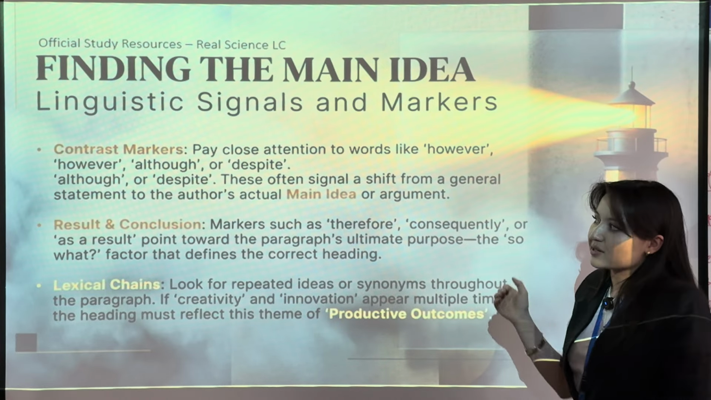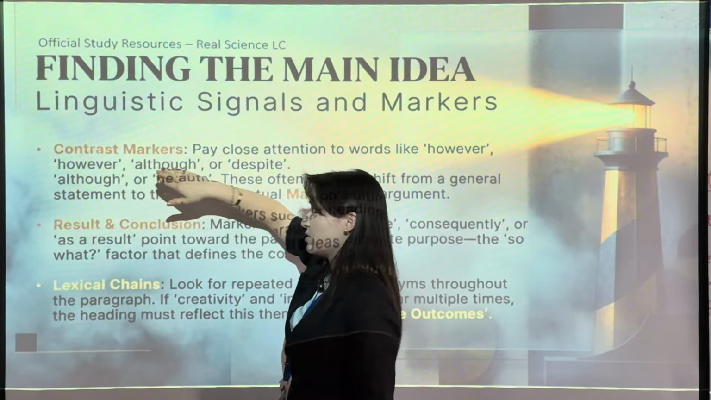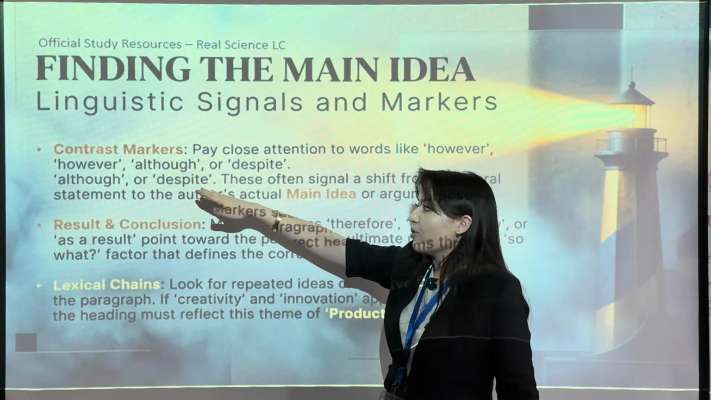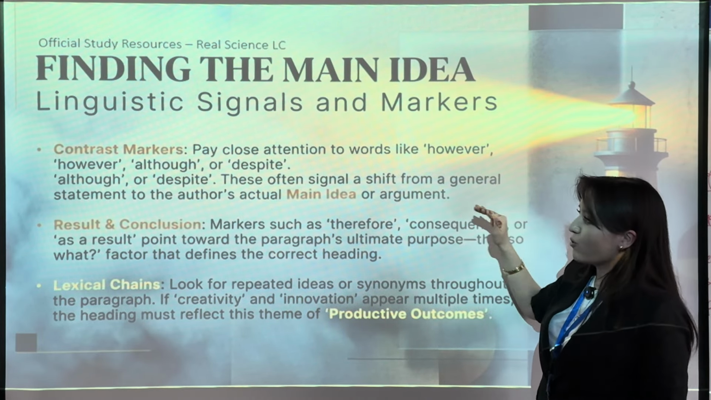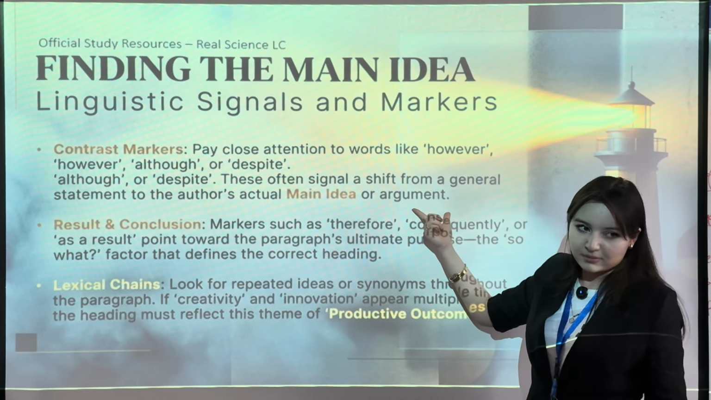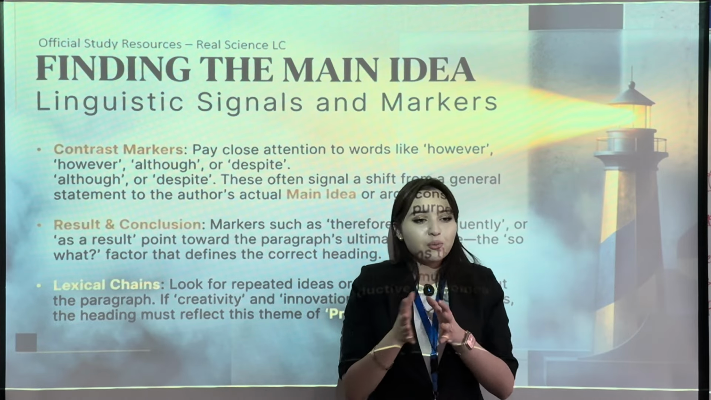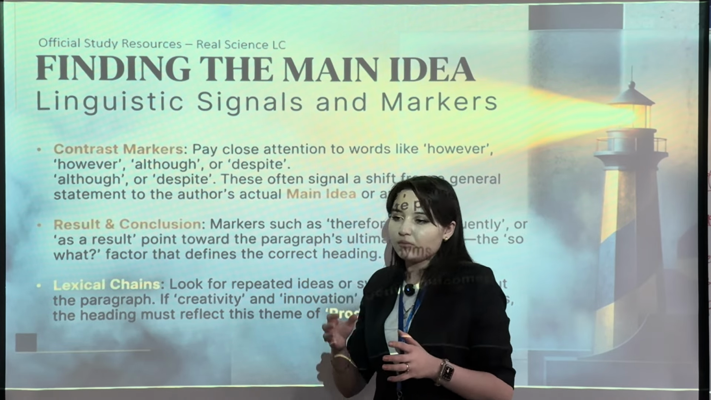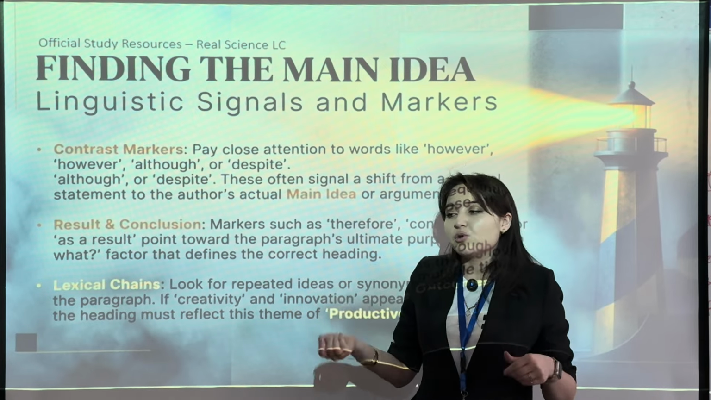Next one is about finding the main idea. Linguistic signals and markers. How to find the main idea in the paragraph? Firstly, this is about contrast markers. Pay close attention to words like however, although, and despite. These guys often signal a shift from a general statement to the author's actual main idea or argument. So if there are words like however, although, despite, please pay attention. There may be a hidden meaning.